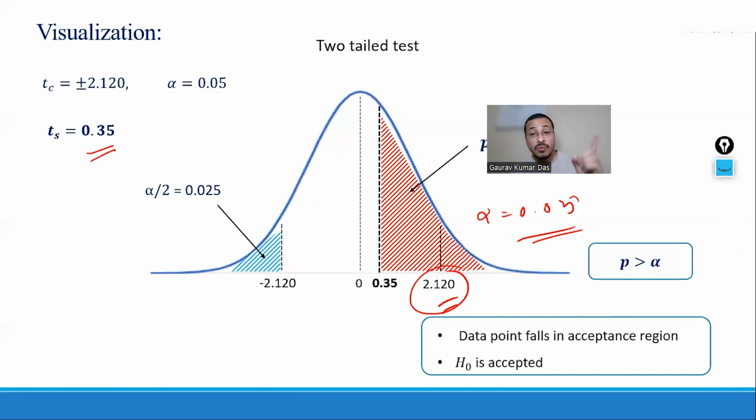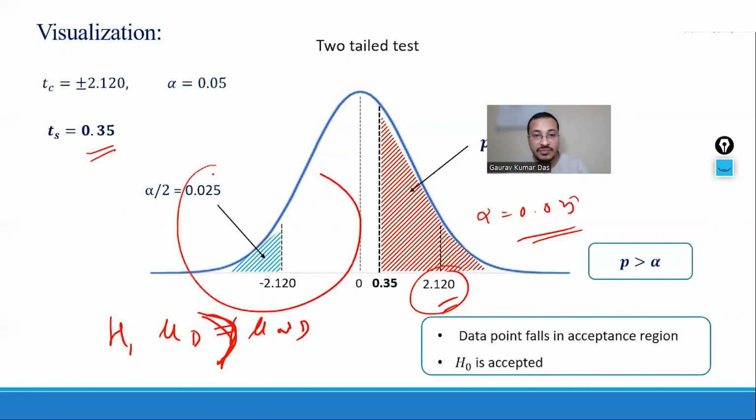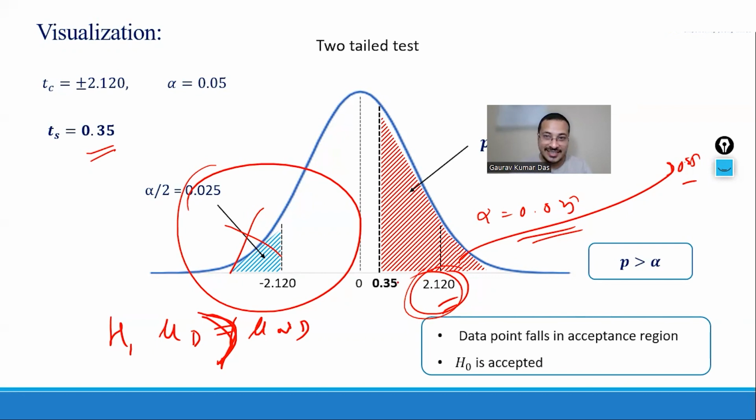But if it would have been a one-tailed test, if my alternate hypothesis would have been something like this, or less than whatever it is, at that point it would have been a one-tailed test. And if it is a one-tailed test, this region will not be there. The entire 5% will come here. And this value will not be 2.120. What will it be? Area will slightly increase, right? My t critical value will be slightly lesser.